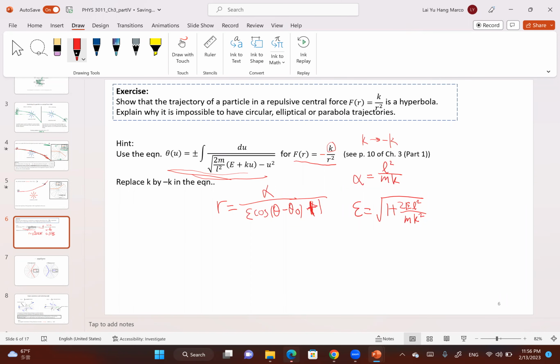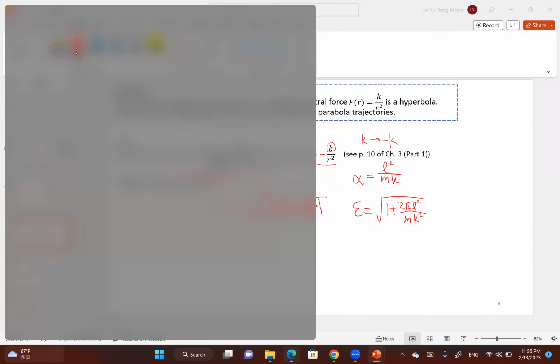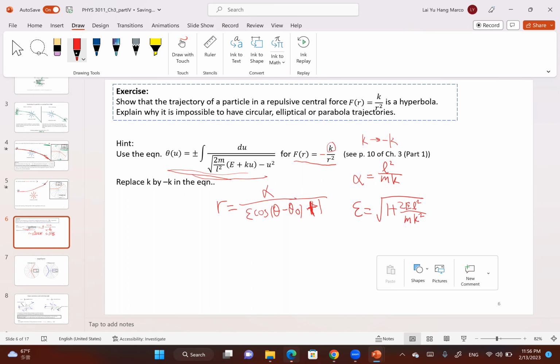So then basically you are just doing the same integral, but all the K will have to be negative. Because of that, the result of this integral will also be the same. It will also be this one. But what is different is the alpha.